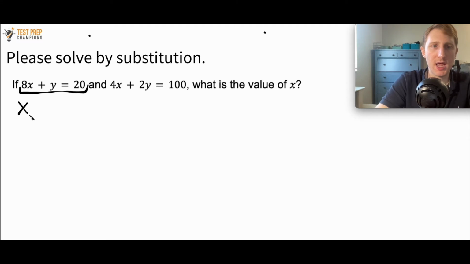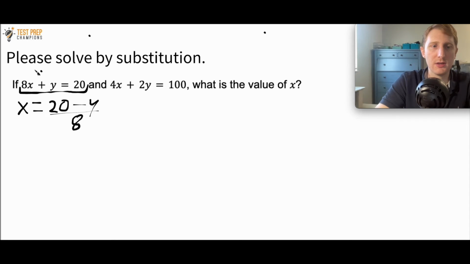So let's say you did 8x plus y equals 20, and you solved it for x. The way that you would do that is you would subtract y from both sides. You would have 8x equals 20 minus y, and then you would divide by 8 on both sides. So you'd end up with x equals (20 minus y) all over 8. So again, if you picked equation 1 and you solved it for x, this would be your first step here. And if you did this, you can still get the right answer this way. It's just a little bit more complicated.